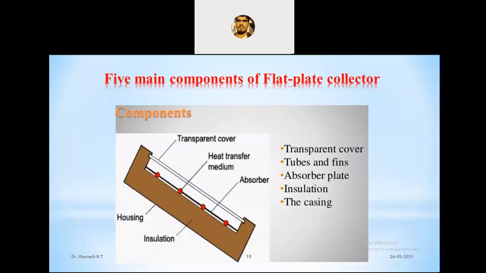And the first one, I told, is the flat plate collector. This liquid type flat plate collector has five important components. This liquid flat plate collector, which is used for liquid heating, is also called liquid heating collectors, and is used for heating water. The main purpose is heating water and non-freezing aqueous solutions, and occasionally for non-aqueous heat transfer fluids.